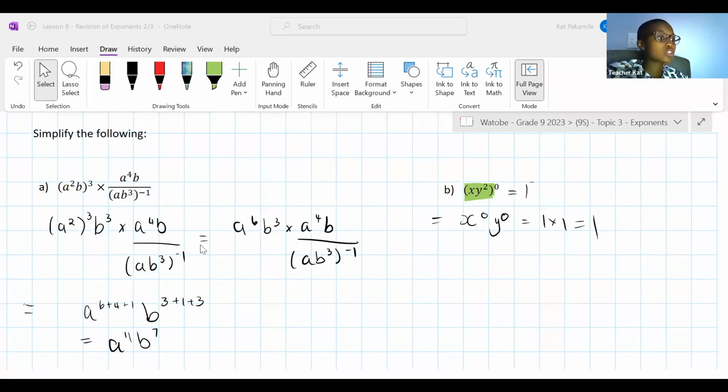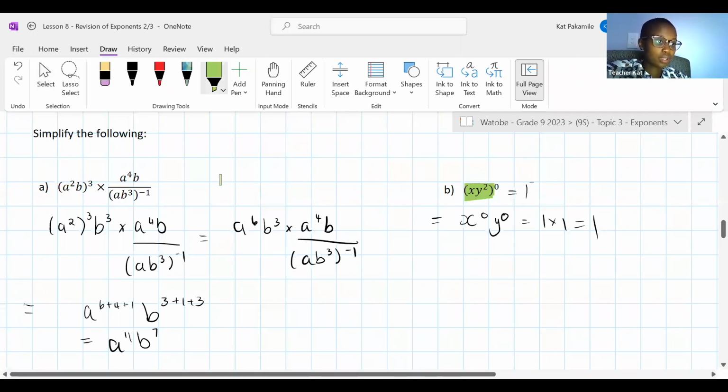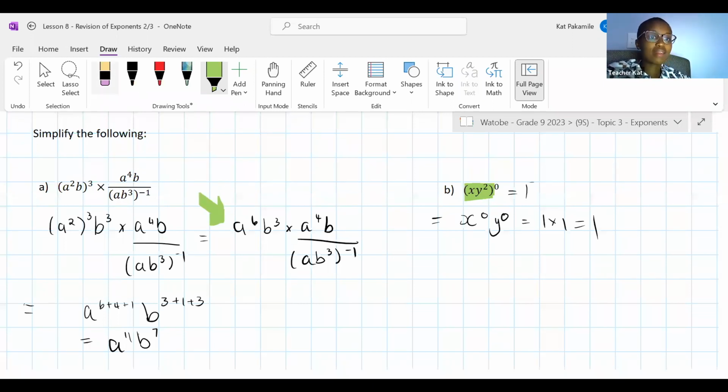Okay. So from here on out, this is where I'm working now. Okay, I'm here now. So from here, we can either first multiply the ones at the top or first simplify these two.